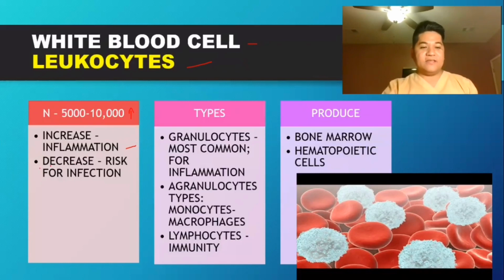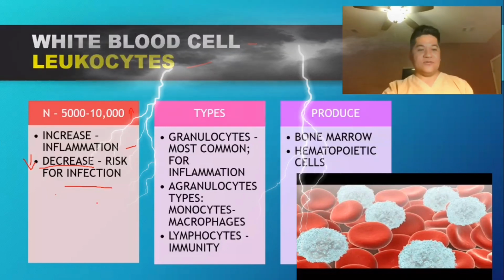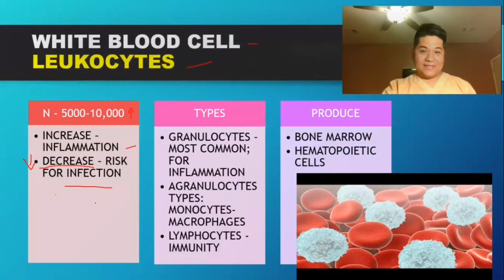However, if there is a decrease in the number of your WBC, called leukopenia, therefore you are at risk for infections, and you can acquire a lot of infection. Examples are those who have HIV disease or leukemia. So that's why we have to protect the client. Okay.